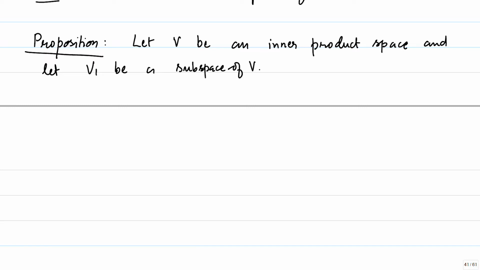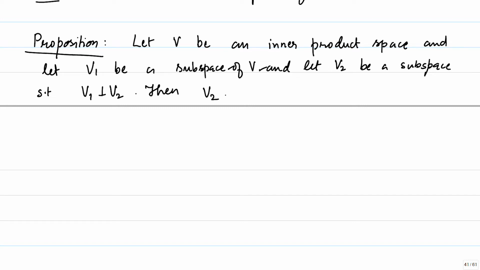Suppose V2 is another subspace of V which is orthogonal to V1. So, let V2 be a subspace such that V1 and V2 are orthogonal. Then V2 is contained in V1 orthogonal, the orthogonal complement of V1.